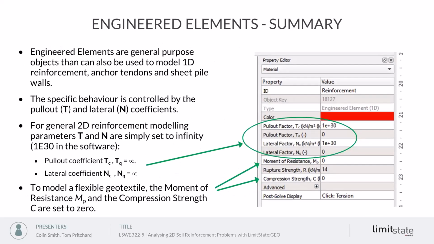And just to focus in on these engineered elements, they're general purpose objects that we can also use to model one-dimensional reinforcement, or anchor tendons or sheet pile walls. Their specific behavior is controlled by pull-out and lateral factors T and N. For general two-dimensional reinforcement modeling, those values are simply set to infinity in the software. And to model a flexible geotextile, we set the moment of resistance to 0 and the compression strength to 0 also. And that allows us to model that flexibility in the geotextile.